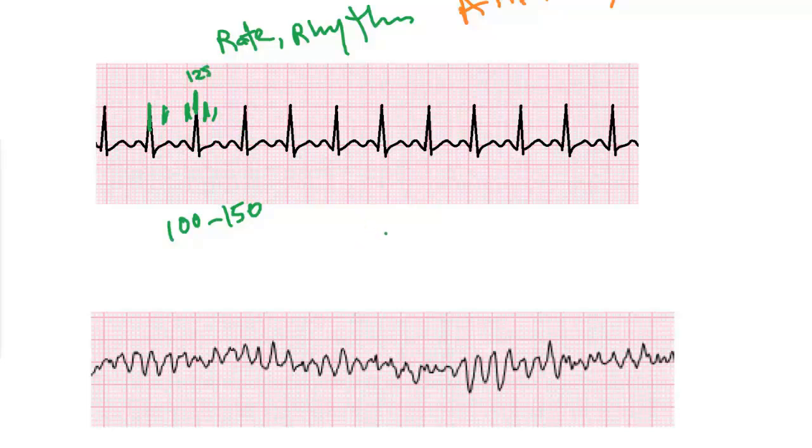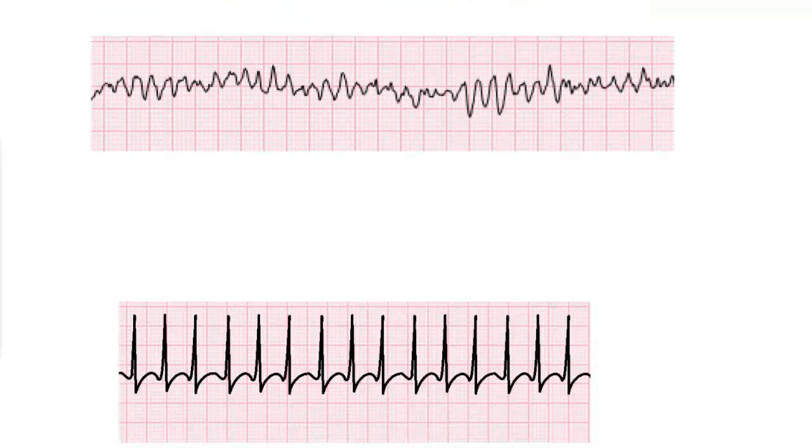So what is a normal heartbeat? How many beats per minute is normal? 60 to 100. Less than 60 is considered bradycardia. More than 100 is considered tachycardia. So this is an example of a sinus tachycardia in this patient.